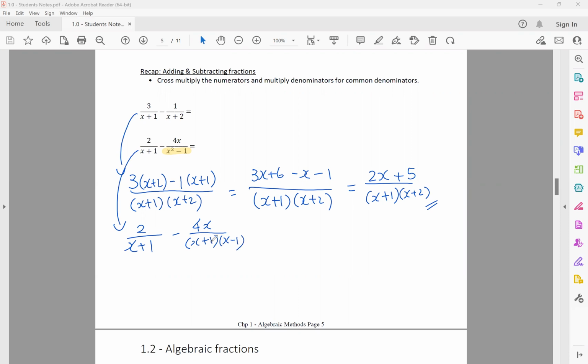So let me ask you a question here. What's the common denominator? Now, the common denominator will be x plus 1, x minus 1. You do not have to multiply x plus 1 twice, or x plus 1 squared. Like in the first example, where we did x plus 1, x plus 2 for the denominator. But in here, we don't have to do x plus 1 times x plus 1 times x minus 1. We don't have to do 2 of them.